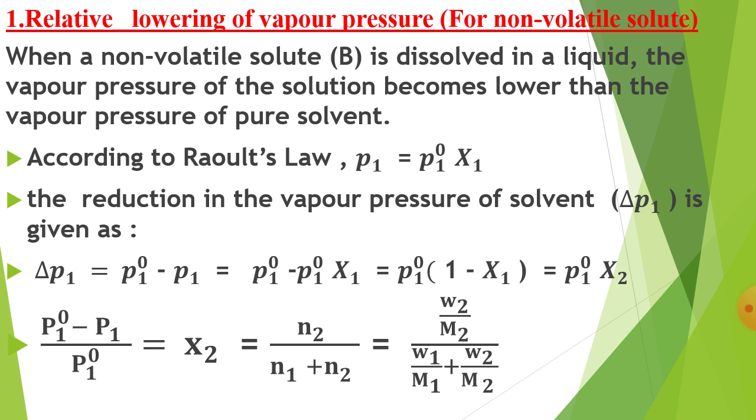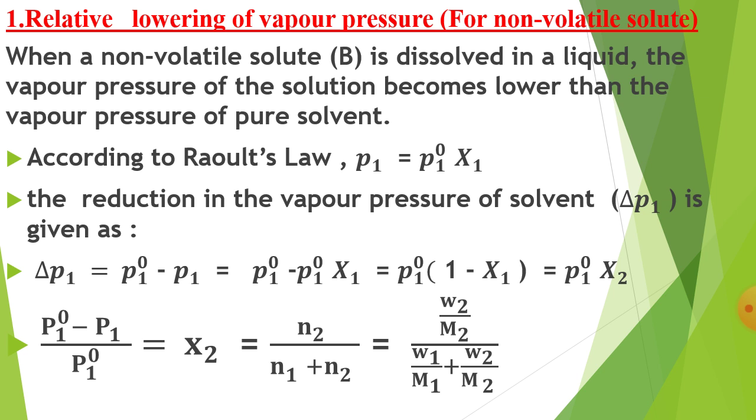Now according to Raoult's law, as I have told you, here only the solvent has vapor pressure; the solute has no vapor pressure because the solute is non-volatile. So here P1 equals P01 x1, that is, the partial pressure of the solvent is equal to the vapor pressure of pure solvent multiplied by the mole fraction of that solvent.